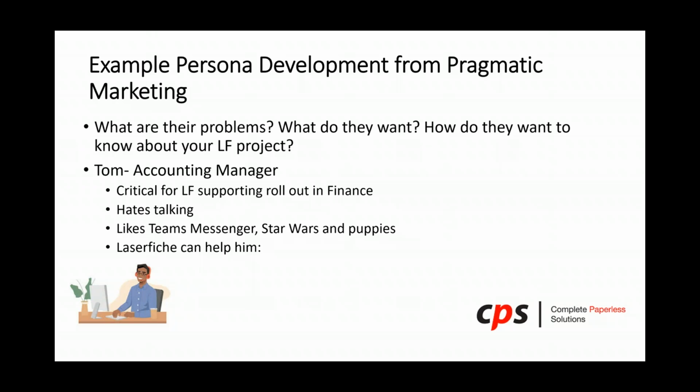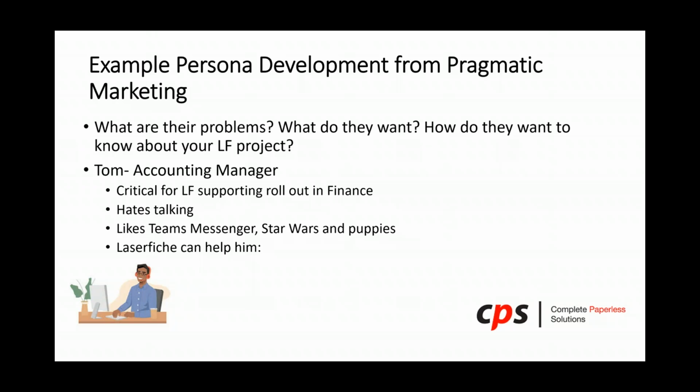So here's an example. Tom. Tom is the accounting manager. He is critical for Laserfiche support because he has a supporting role of helping with the financial rollout. He's not a talker, but he's great on email. He especially likes Teams Messenger. He also likes Star Wars and puppies. I put that in as a funny, but I have also written project communications that spoofed a role of a movie, and it was a lot of fun, and people took it really well.